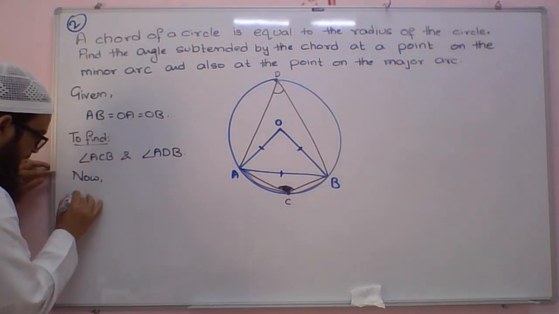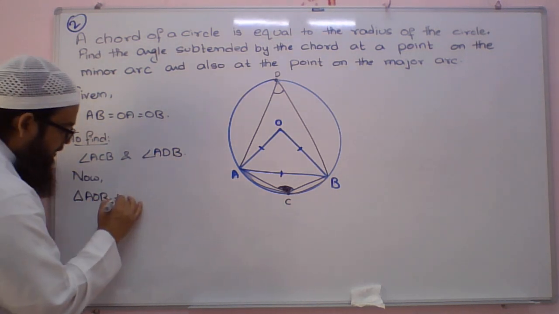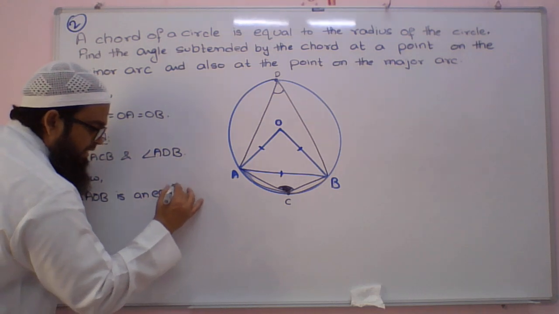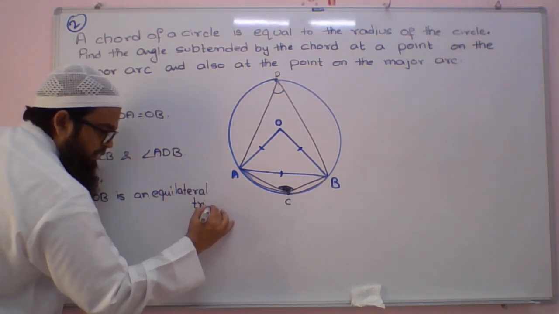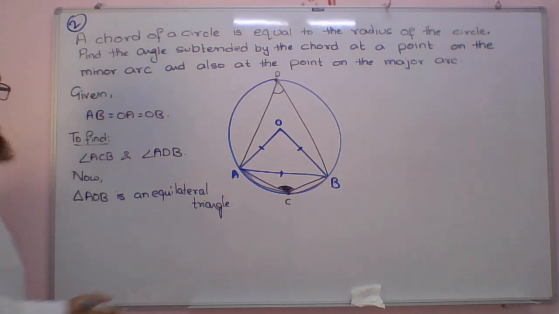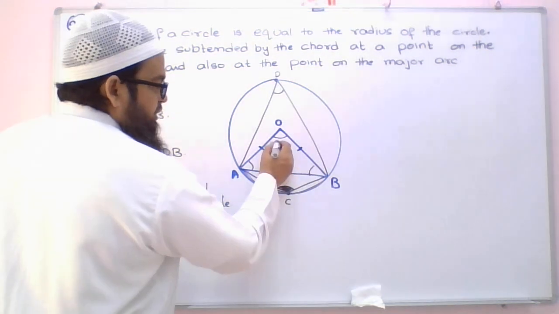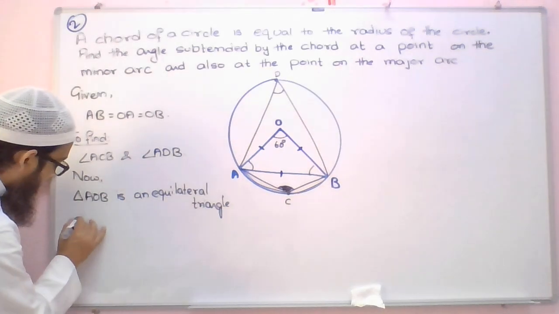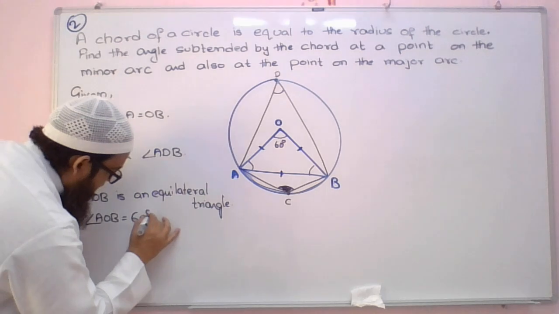So now, my dear students, when all the three sides are equal, what is triangle AOB? Since all the sides are equal, triangle AOB is an equilateral triangle. Right? In an equilateral triangle, all angles are equal. So how much is it? 60 degrees. Is it right? So that implies angle AOB is equal to 60 degrees.